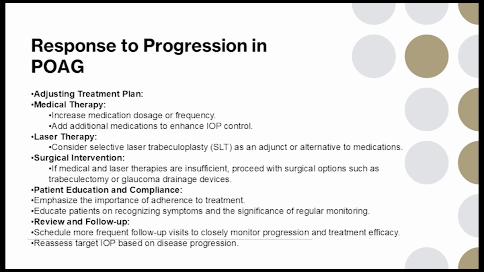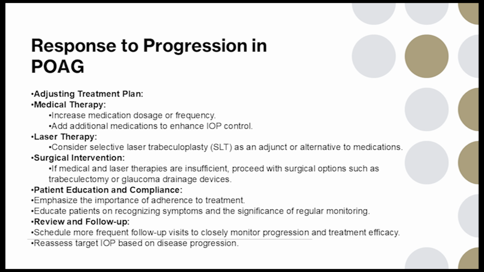Exactly. It's about being proactive, not reactive. We monitor the visual field very carefully, keep a close eye on those optic nerve changes, and we track those IOP trends over time. And if we see signs of progression, we don't hesitate to adjust the treatment plan, even if that means stepping up to more aggressive therapy. It's almost like a chess game, trying to anticipate the disease's next move.